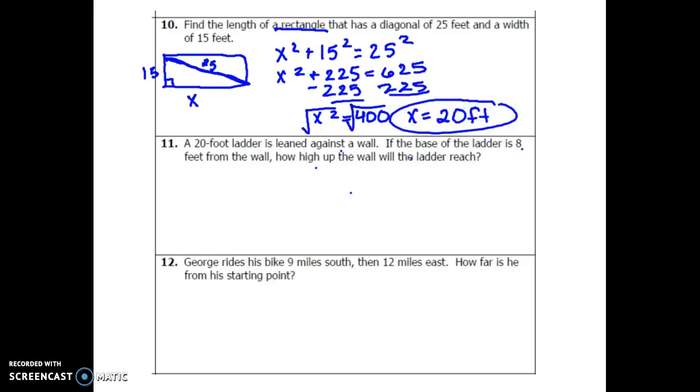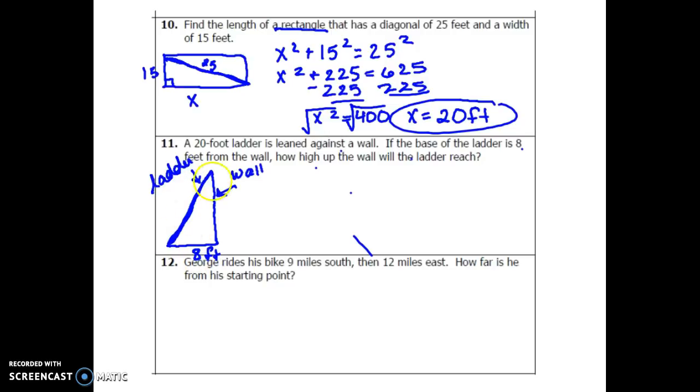All right. Number 11, it says a 20-foot ladder is leaned against a wall. So let's draw a wall here. And if we draw a ladder, it's going to look like this. So there's our ladder, and it's leaning against the wall, and the base of the ladder is 8 feet from the wall. So this is our wall right here. This is our ladder, and the base is 8 feet right here.